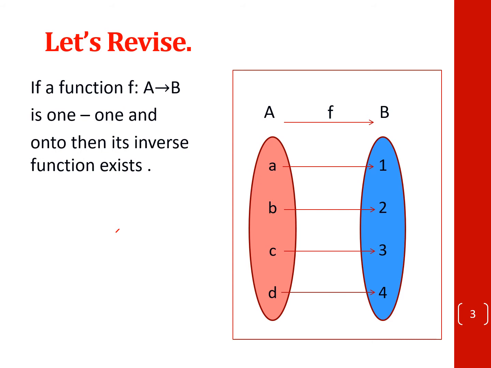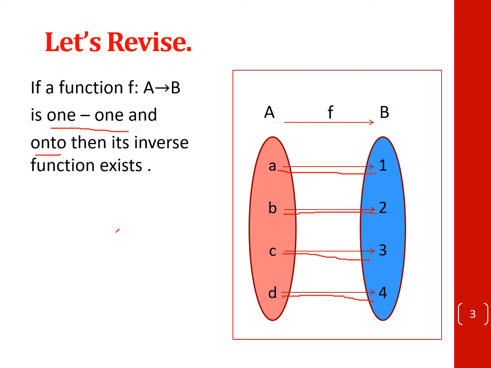See student, 1-1 means what? Different elements in A have different images in B. See, a has image 1, b has image 2, c has image 3, similarly d has image 4. So this function is 1-1 and onto, which means every element in B has a pre-image in A.